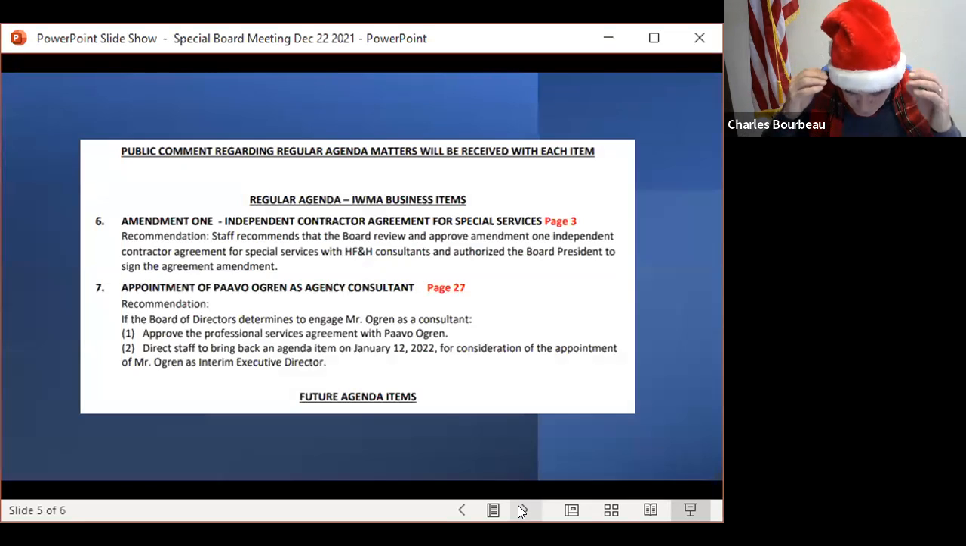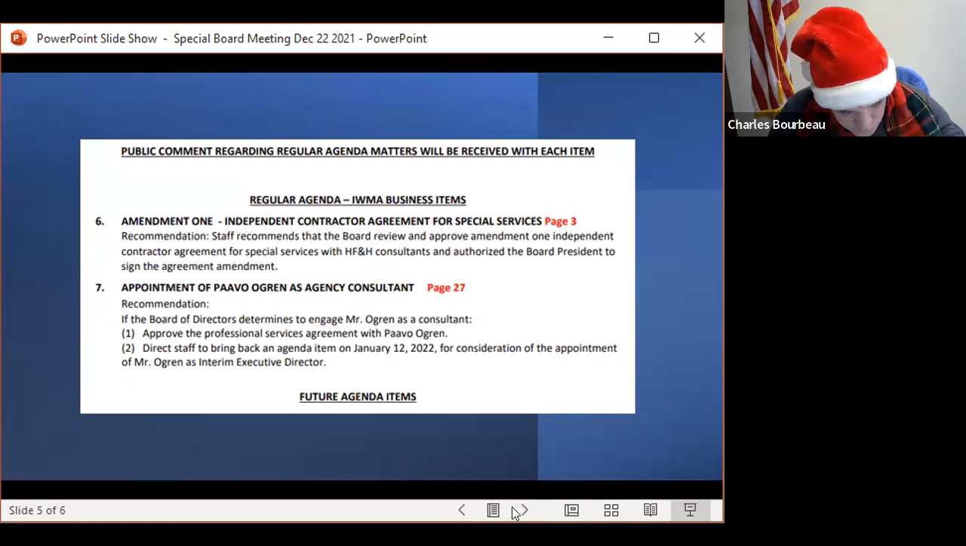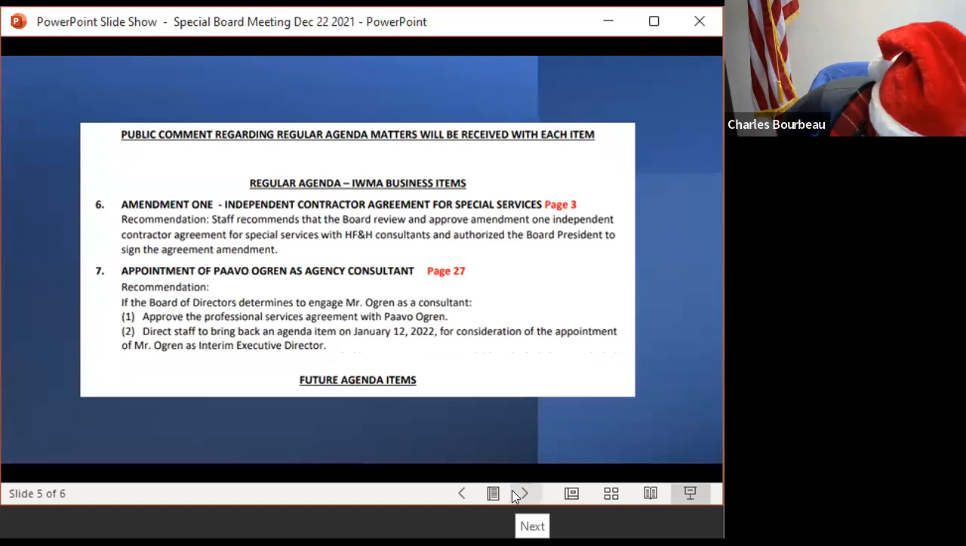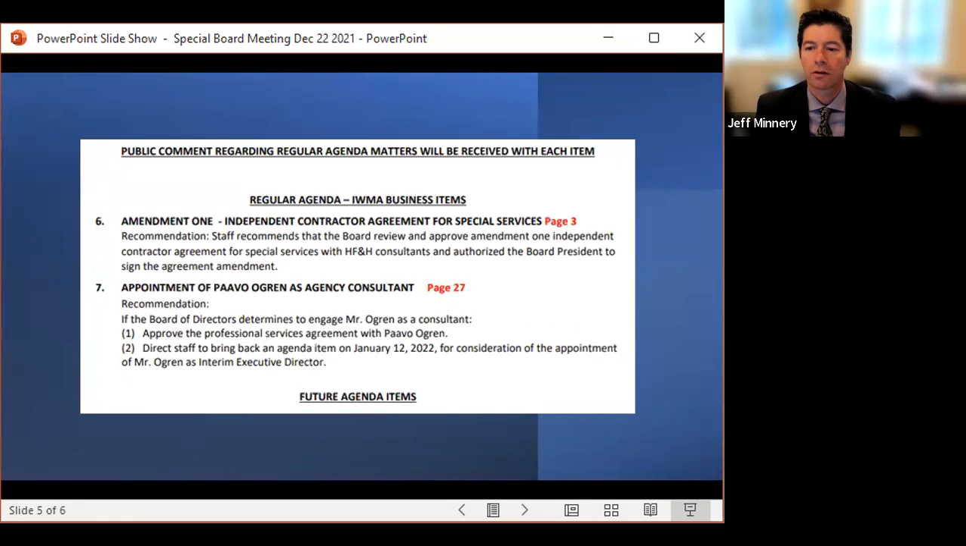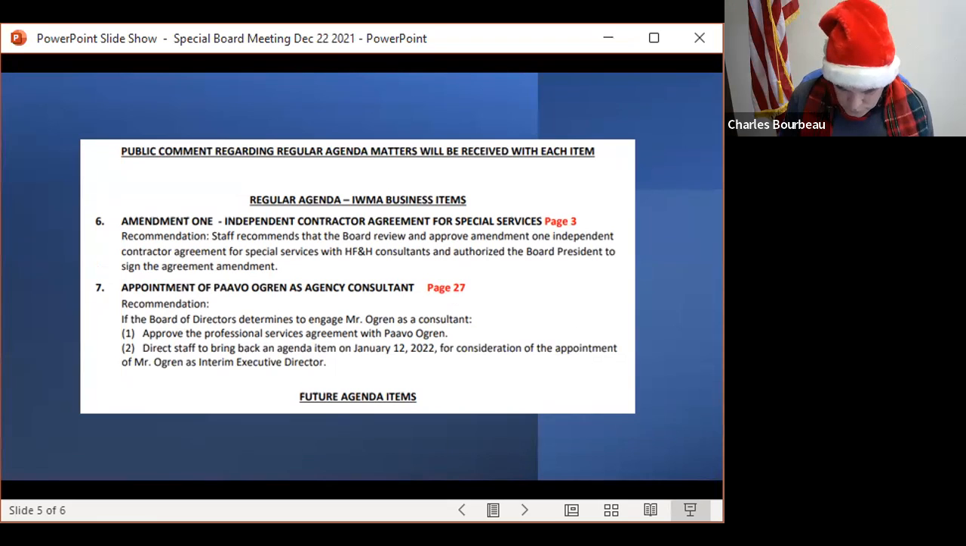Oh, first, before we do that, let's go to our legal counsel and report out from the closed session. Thank you, President Barbeau. The report out of closed session is no reportable action. Okay, thank you. Let's now proceed to item number 6 on the agenda, which is an amendment to our independent contractor agreement with HF&H. I think I'll turn this over to, I guess, Patty, or is it Jeff?